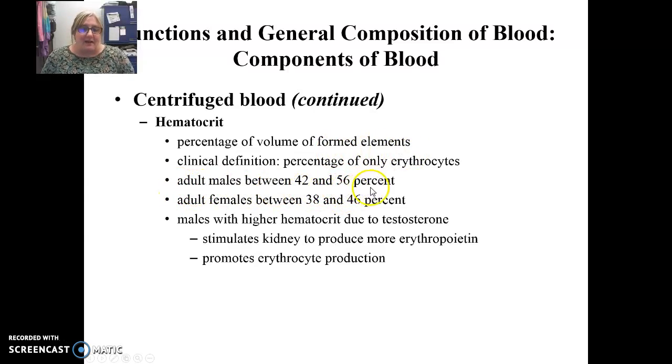Males tend to have a higher hematocrit than females, partly because males have testosterone, and testosterone causes more blood to be produced, more red blood cells to be produced. Also, females tend to lose blood every month during our menstrual cycles.